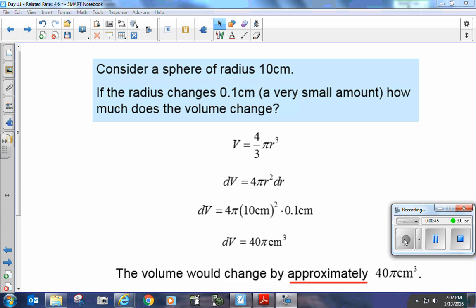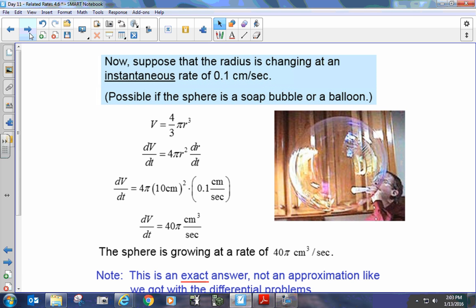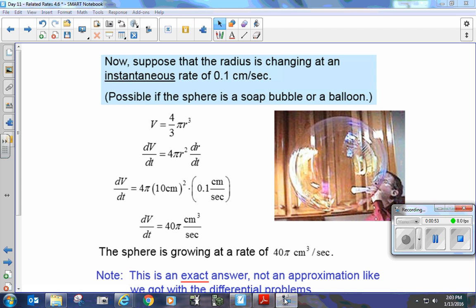Now, the only difference between that and this dude blowing the bubble is now I want to find an instantaneous rate. That means my derivative has to be with respect to time. Okay? Because it's an instant that it happens.